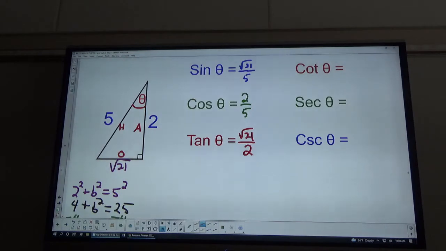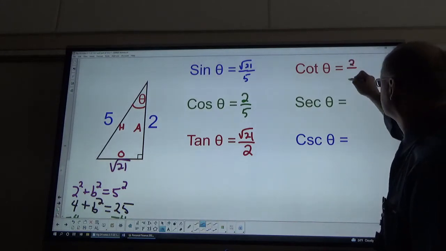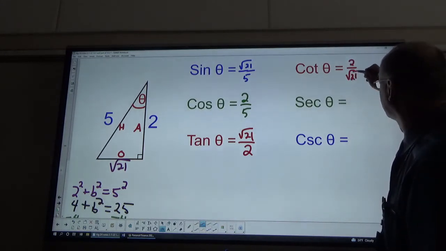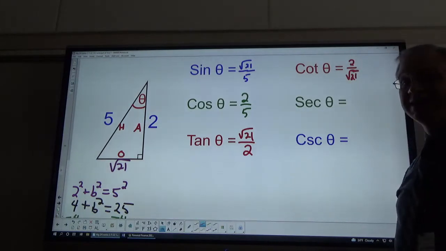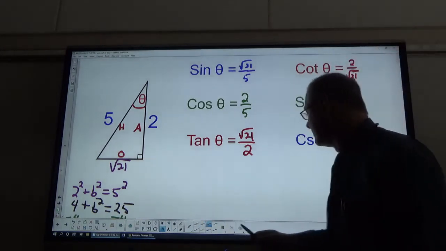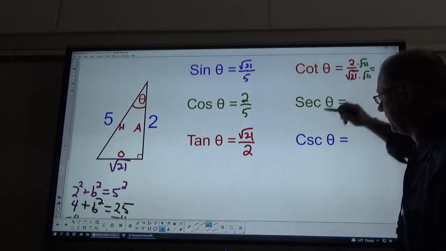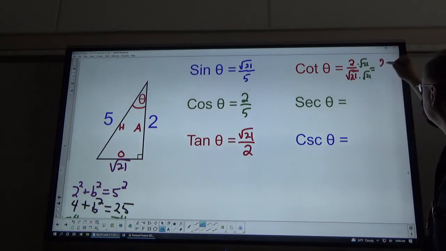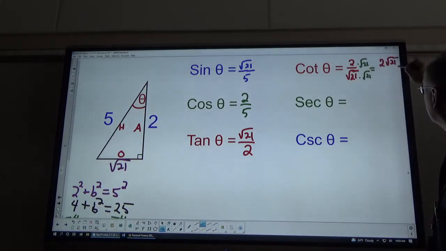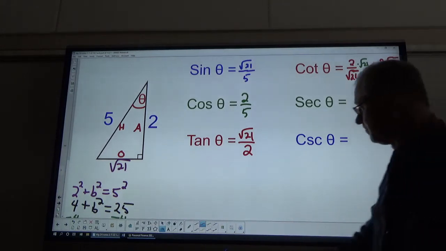And if you recall, I've got the color coordinated which one are reciprocals of which one. Tangent and cotangent. So reciprocal to square root of 21. Well, that's great, except I can't leave a square root in my denominator. So I have to multiply top and bottom by square root of 21. And that gets me 2 square root 21 over 21. And that's the proper way to end that answer.